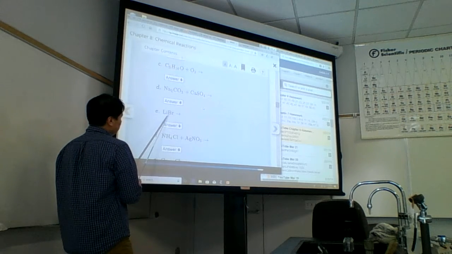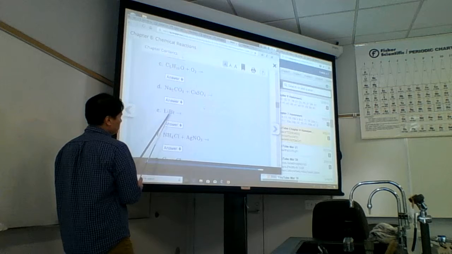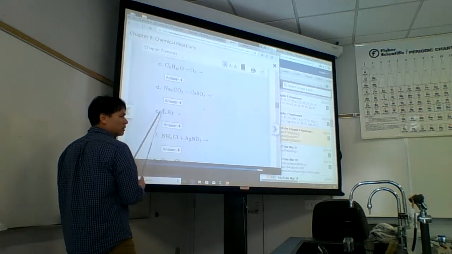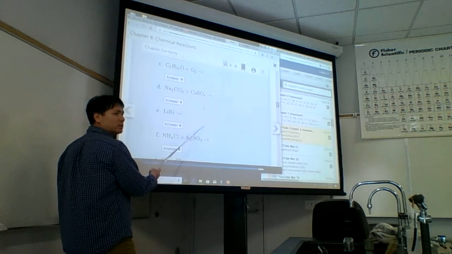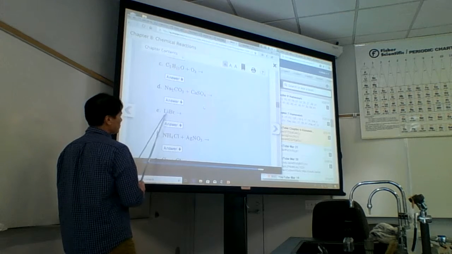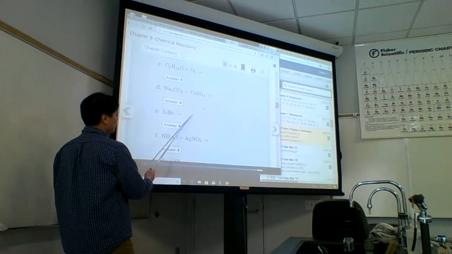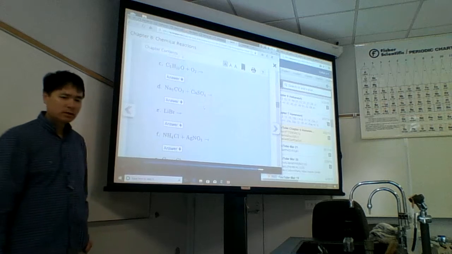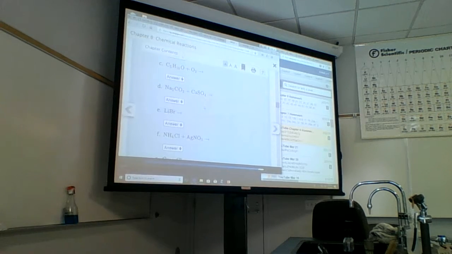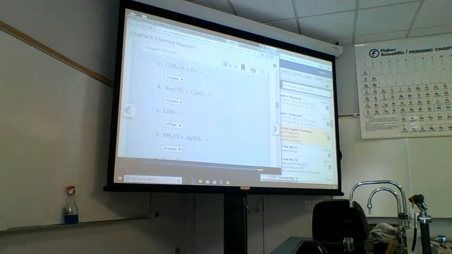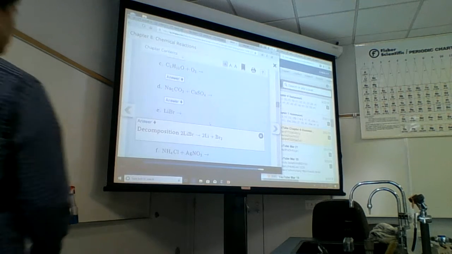E. We're probably doing a decomposition type reaction. You know, the compound breaks into the elements. So this would just form elemental lithium and elemental bromine. That's what I assume they're doing there. Let's see if that's the case. Yeah. However, they should put the states here.